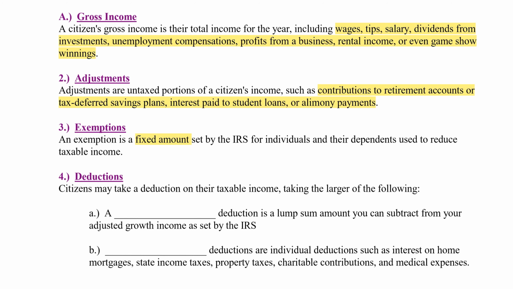Citizens may take a deduction based on their taxable income, taking the larger of the following. A standard deduction is a lump sum amount that you can subtract from your adjusted gross income as set by the IRS. In the same way that your exemptions are set by the IRS, the standard deduction is also set by the IRS, and those can change year to year.